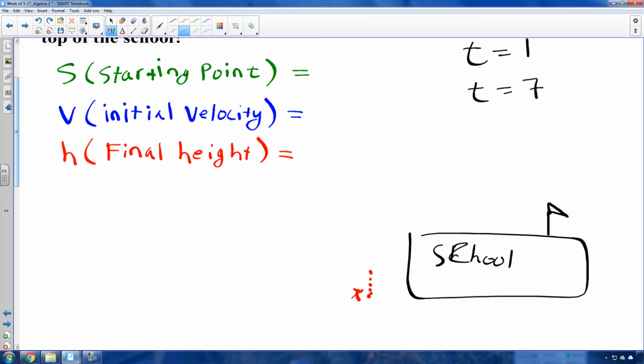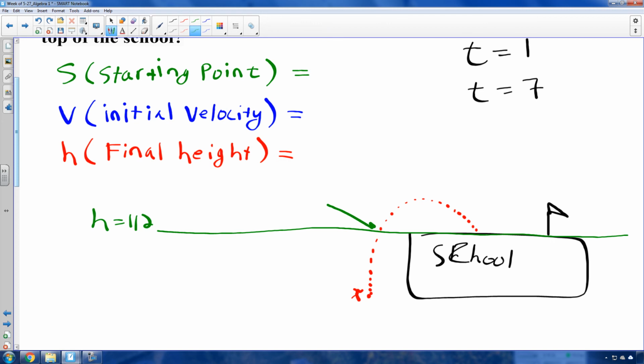So what do you think is happening? This is the height of the school, agree? So how long do you think it takes to get to that height? This is a height equals 112. What time do you think this is? T equals. And what time do you think this is? T equals. Thoughts? T equals, on the first one, I think it's 1 second. T equals 1 second. Agree? And then by the time it goes all the way up and comes back down and lands on the school, it's T equals 7. T equals 7. So 7 seconds is the answer.